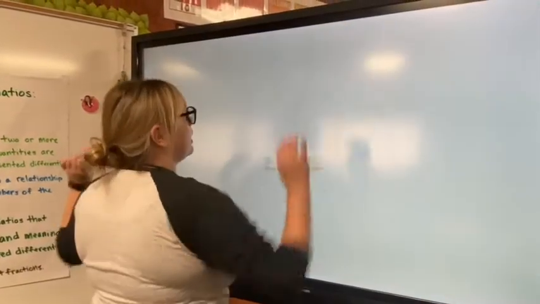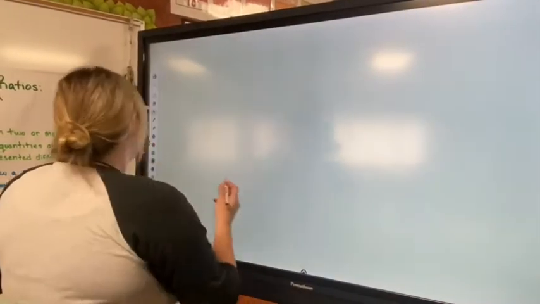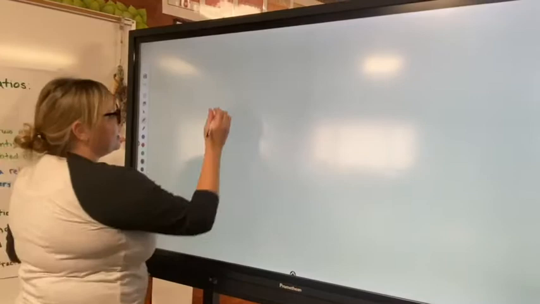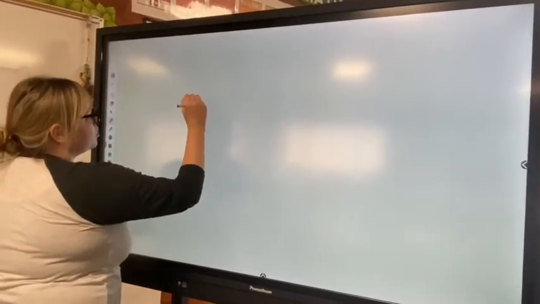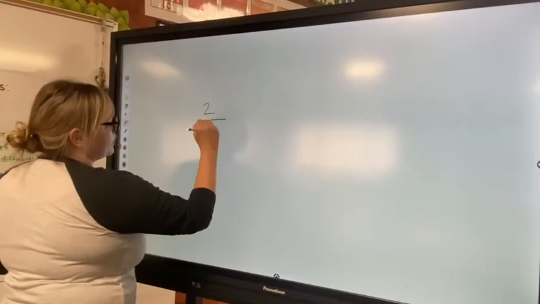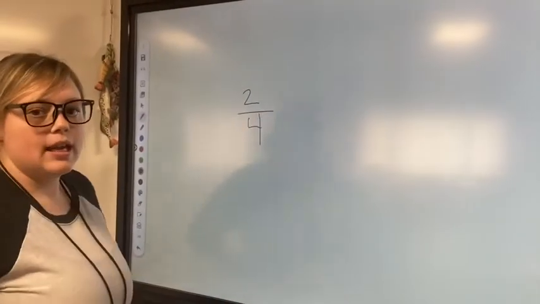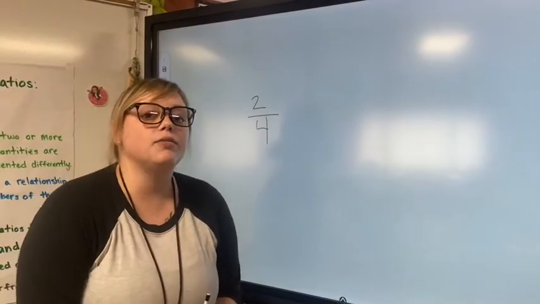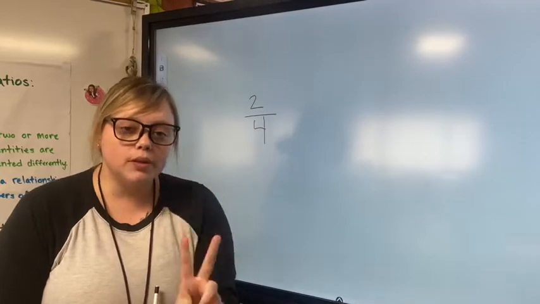And go ahead and push that up, make some weird squeaky noises. I'm gonna take my pen, and let's say I have 2 fourths. Okay, I have 2 fourths. And my teacher says you need to find at least 2 equivalent ratios.